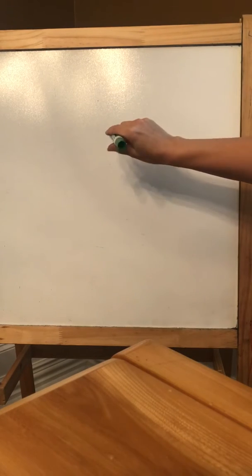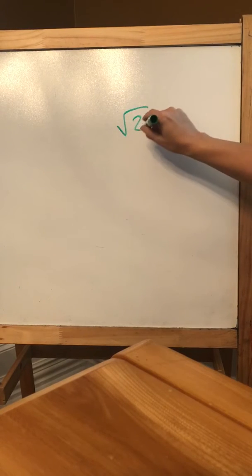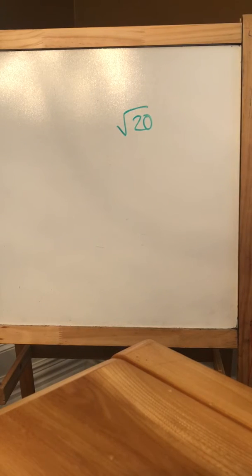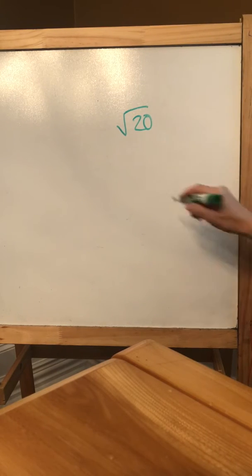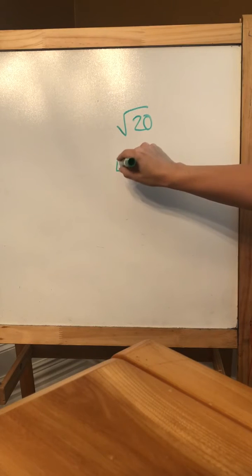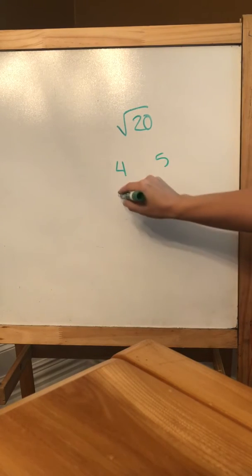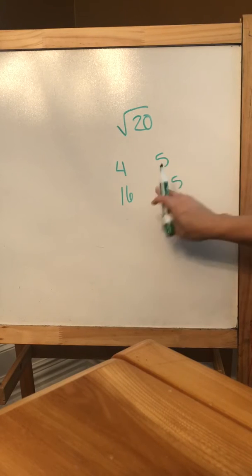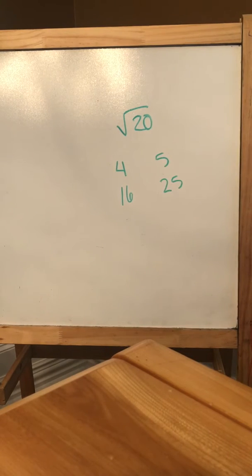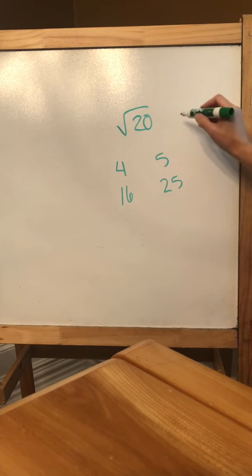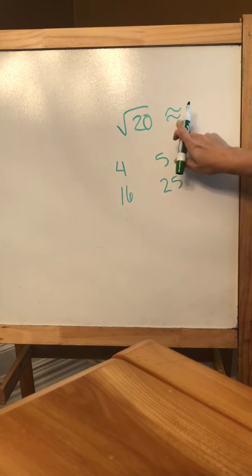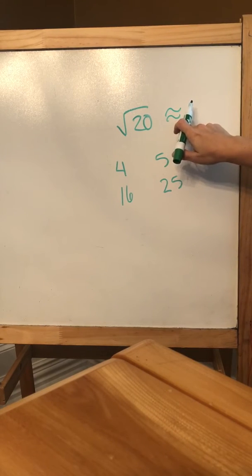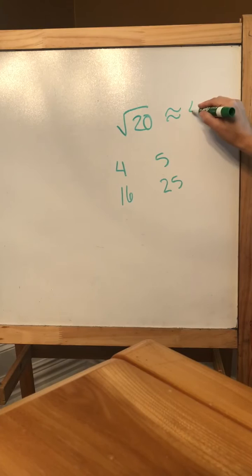Okay, so if you did the square root of 20, you would know that it would be a number between 4 and 5, right? Because 4 squared is 16 and 5 squared is 25. So it's going to fall somewhere pretty close to being in the middle of that. So if you type that in on your calculator, you're going to get about, this is how you write about, 4.472.